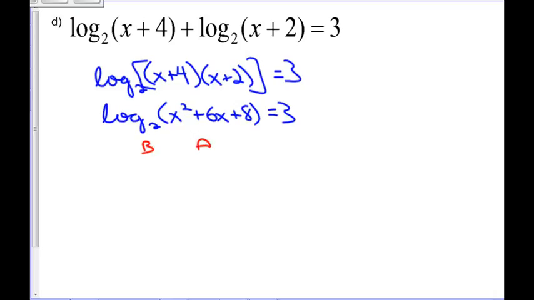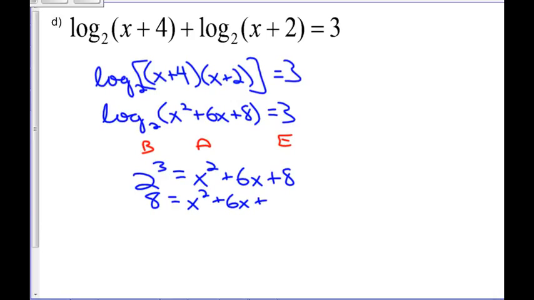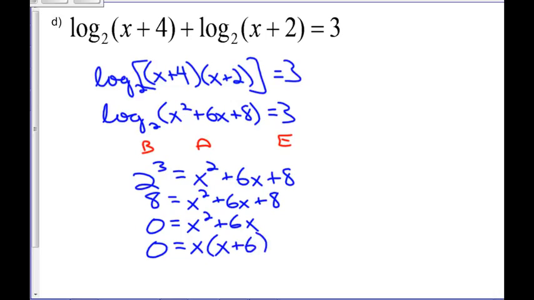Base, exponent, result. Base is 2. Exponent is 3. The result is x squared plus 6x plus 8. And now we just follow it through. Okay, we've got to factor this. Clearly there's a common factor of x. So we have potential solutions of 0 and -6. Now, neither of those are numbers you can take the log of. But that's not really what we're being asked. We're being asked, do they work in the original form of the equation?